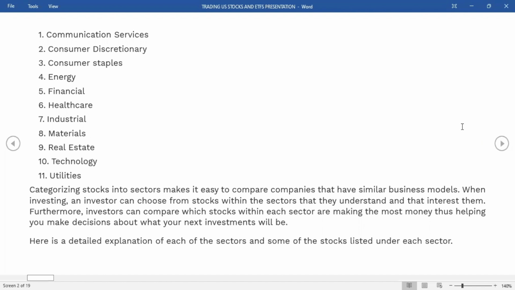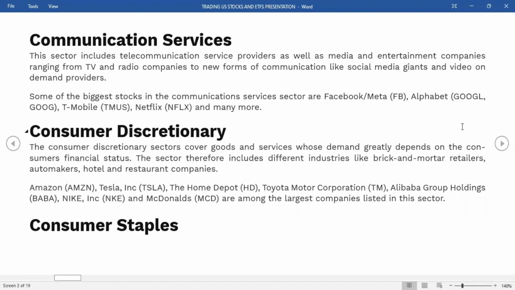So let's start with the communication services. This sector includes telecommunication services providers, as well as media and entertainment companies, ranging from TV and radio companies to new forms of communication like social media giants and video on demand providers. Some of the biggest stocks in this sector are Facebook, or rather Meta, Alphabet, T-Mobile, and Netflix. Actually, T-Mobile is one of the biggest telecommunication companies in the US.